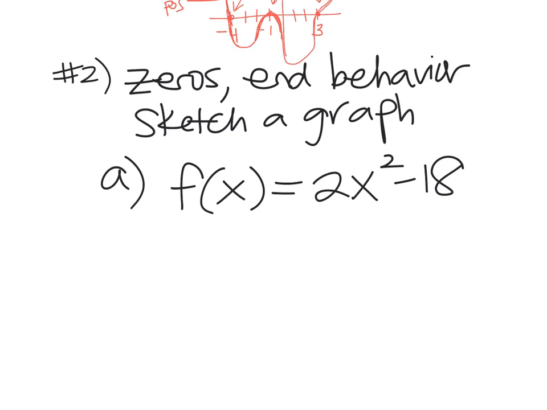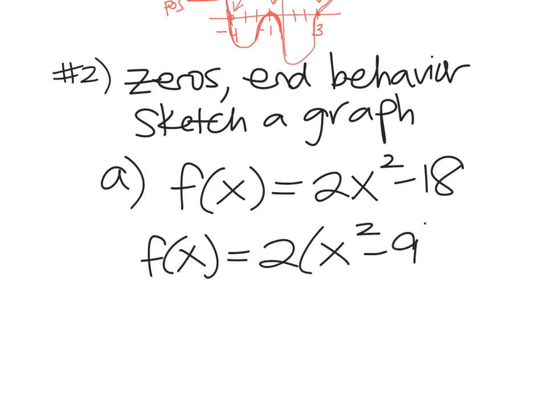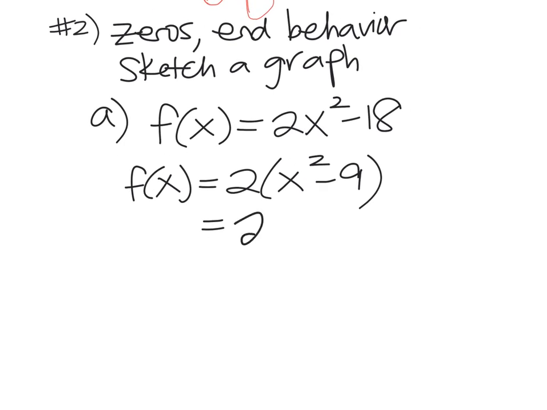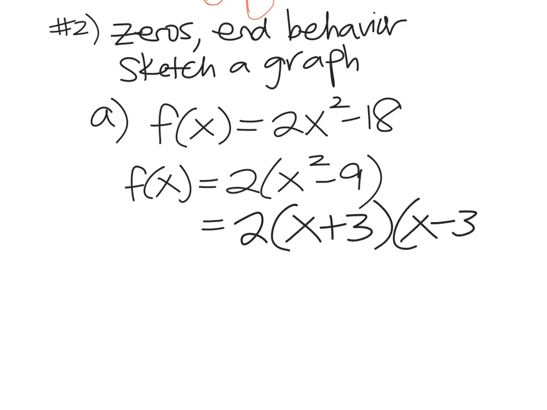So it has a GCF. Make sure you look for the GCF. We're going to factor out a 2 first to get x squared minus 9. And then we're going to factor some more. You factor until you can't factor anymore. And so you get 2 times x plus 3 and x minus 3.